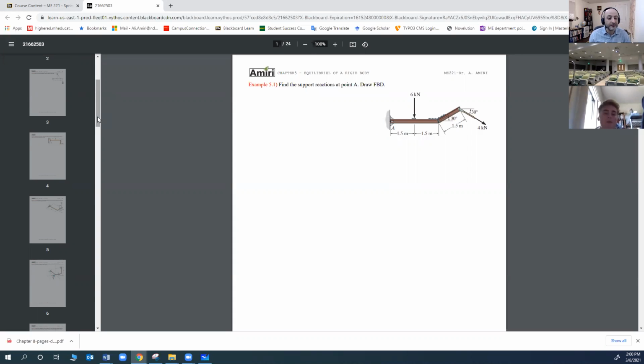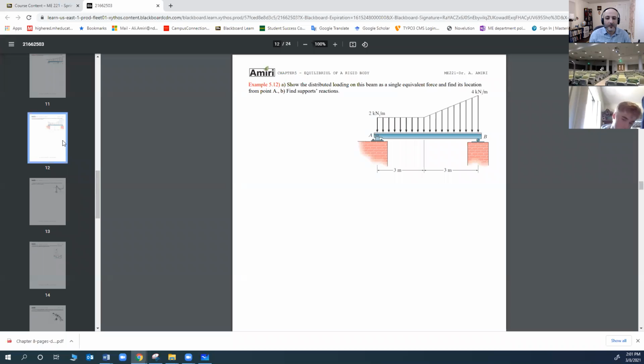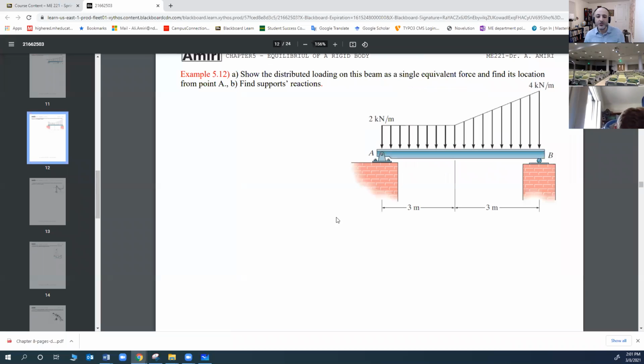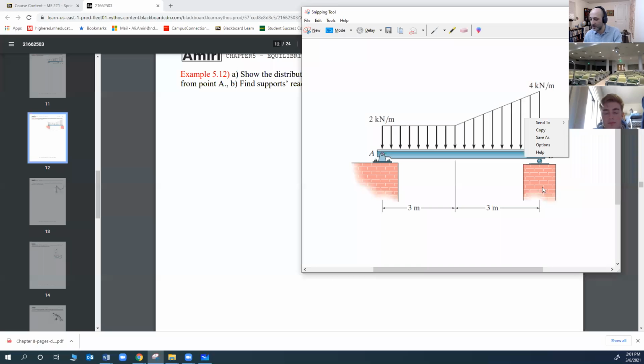Number 12. All right, let's look at this one. Show the distributed loading on this beam as a single equivalent force and find its location from point A. Part B, find the support reactions. All right, let me take this onto the whiteboard right away. So that should be good.